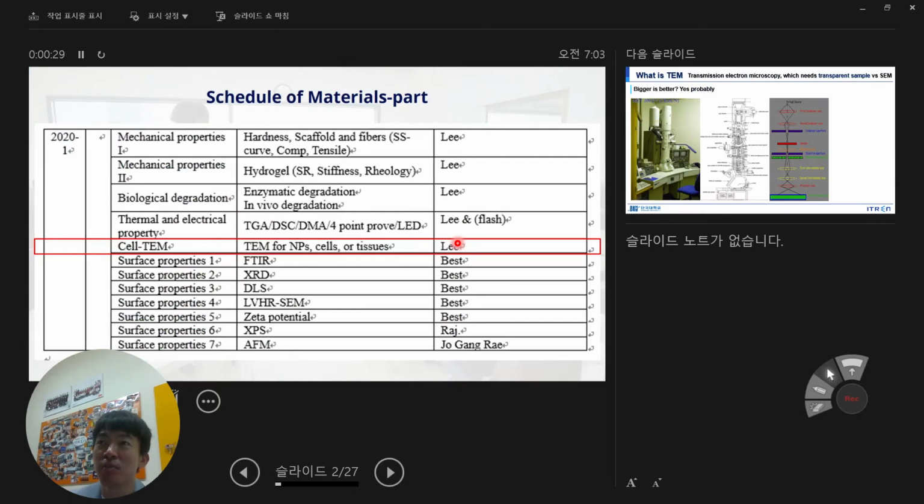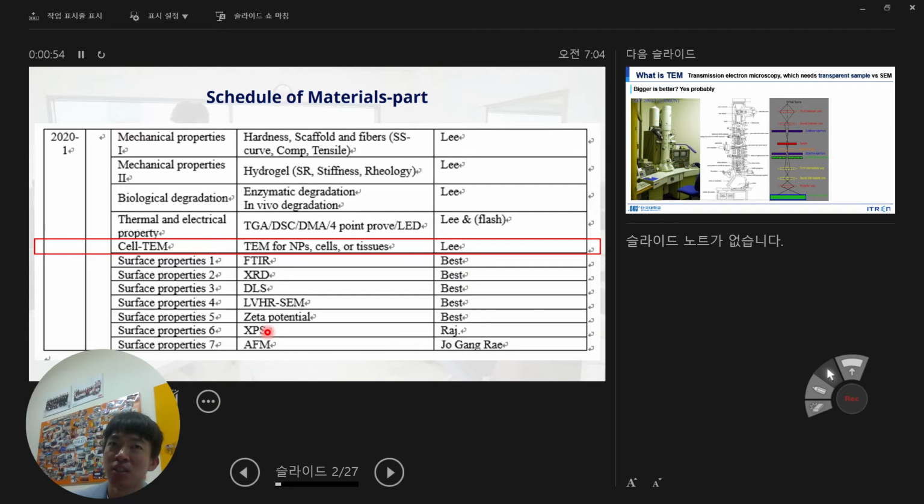So this is part of the tenth item of our schedule of the material part. Today I'm talking about TEM for nanoparticles, cells, and tissues. Actually, mostly focus on nanoparticles and cells. And then from next week, Best will teach you how to do IR, XRD, and other things.